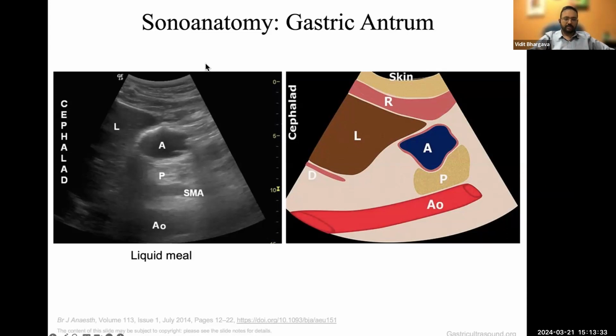So that would be a helpful maneuver to try if you're not able to see the anterior and posterior wall, or when you're trying to actually measure the volume quantitatively. That maneuver is more helpful than having the patient on their back.